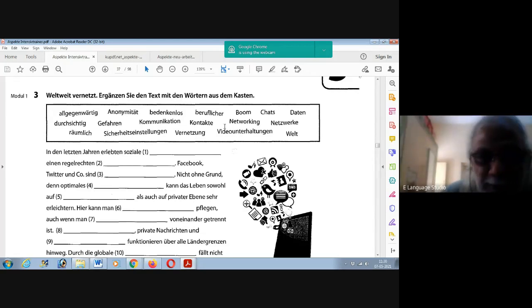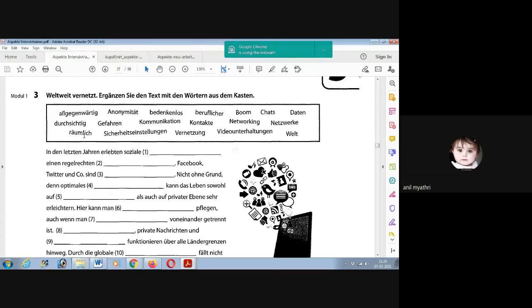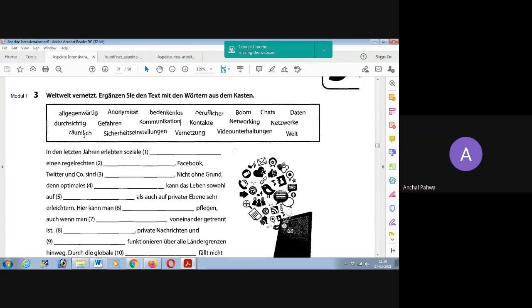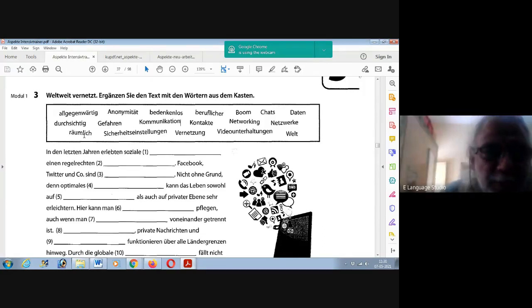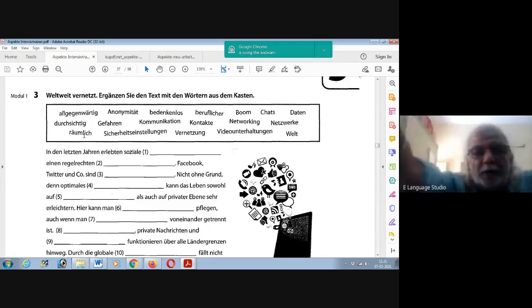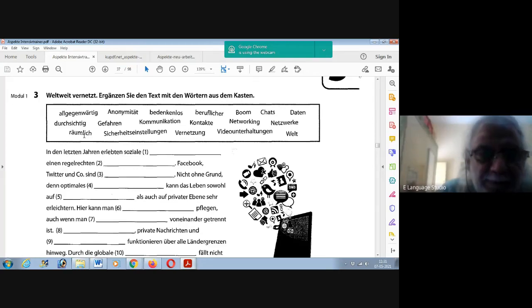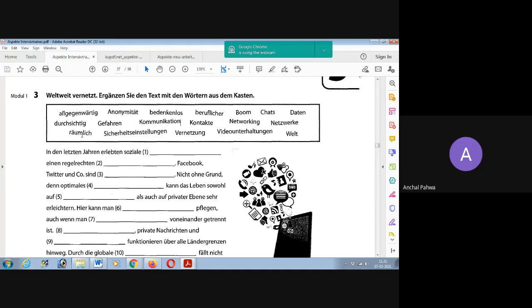Gefahren, Kommunikation, Kontakte, Networking, Netzwerke, räumlich. Clean? Nein, das ist aufräumen. Spacious. Spatial is the correct word. Yes, something to do with a lot of room, a lot of space around. Okay, that is räumlich. Well done. Sicherheitseinstellungen, safety precautions or safety measures. Vernetzung, Videounterhaltung, Welt. Well done. So, we know all the words.